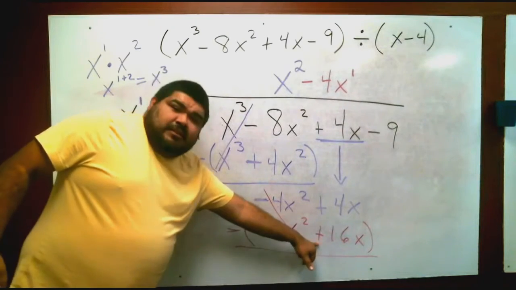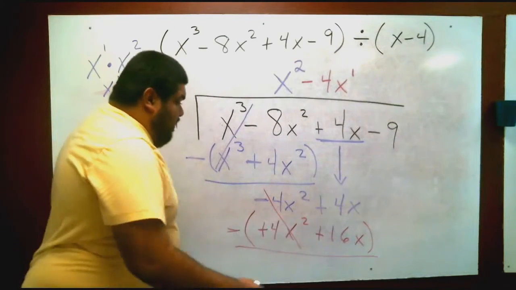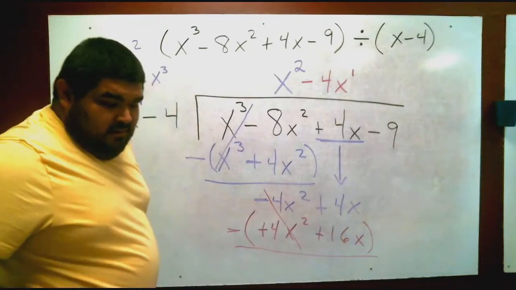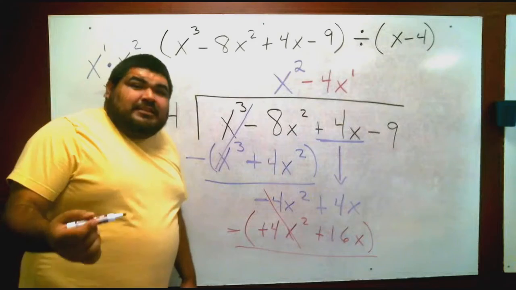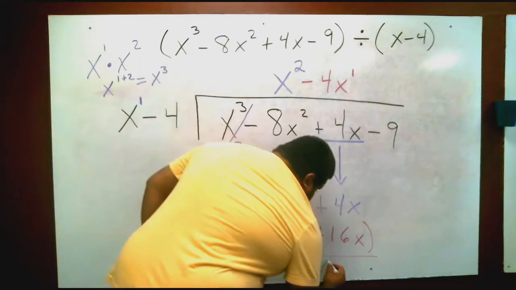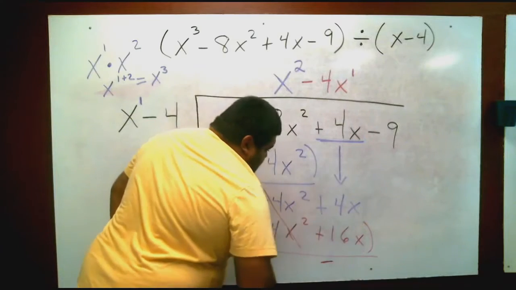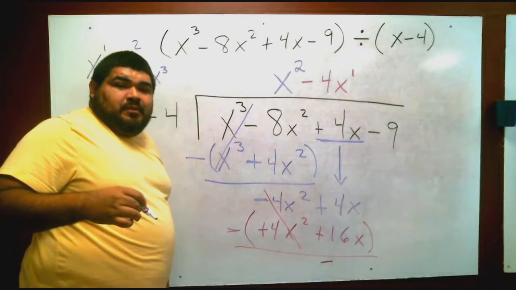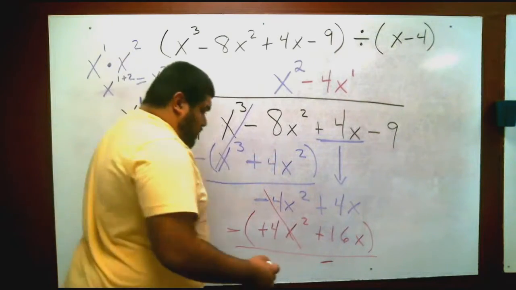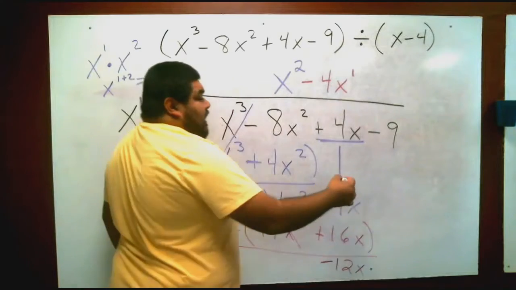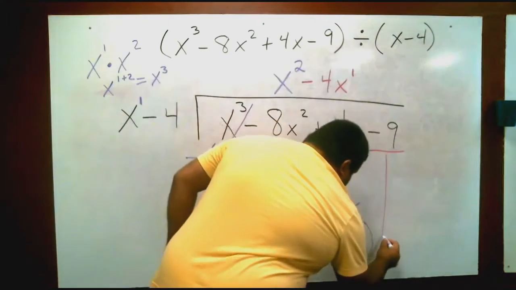Technically, this becomes a negative. Okay? So 4 minus 16. Since 16 is negative, 16 is bigger. So we have minus 16 minus 4, which is 12, right? So we have 12x. And then we bring down our negative 9.